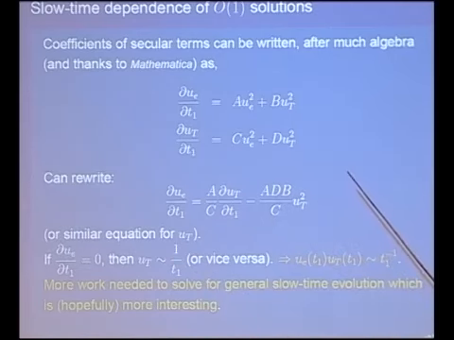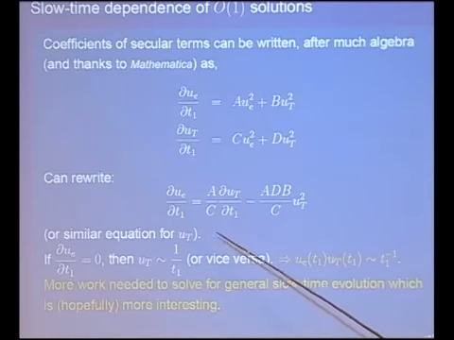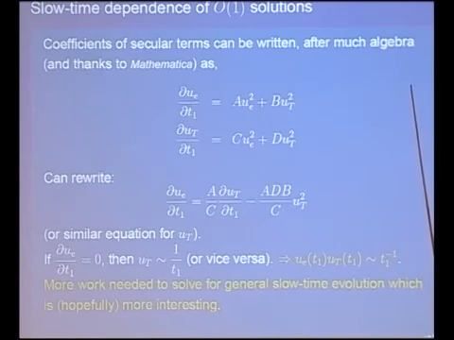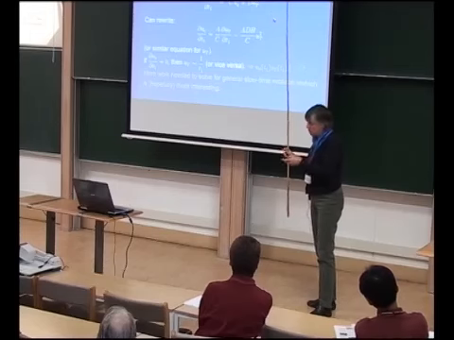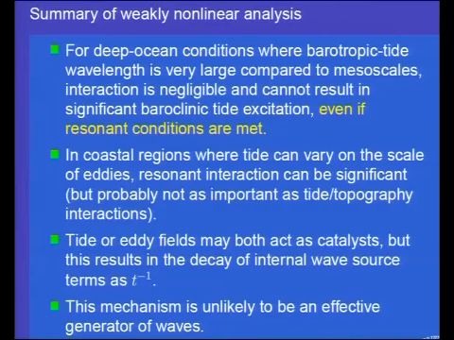You can do the same thing for u sub t. And if du sub t dt1 is equal to 0, then the eddy amplitude must decrease as 1 over the time. So I haven't solved the general slow time evolution, which is hopefully more interesting. And from our numerical simulations, it seems that this case does not occur. At least we haven't seen it. We see a more interesting case where the amplitudes don't just decay with time.